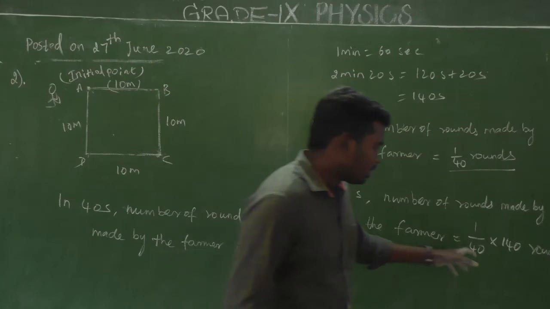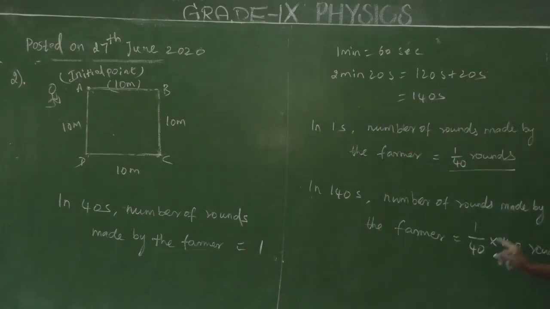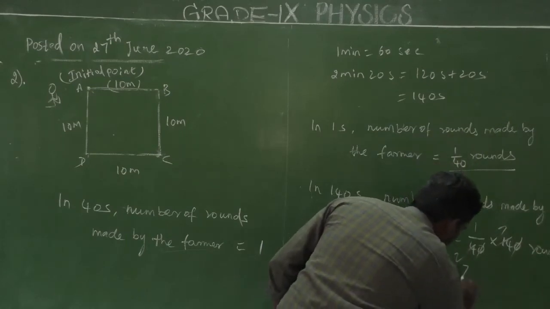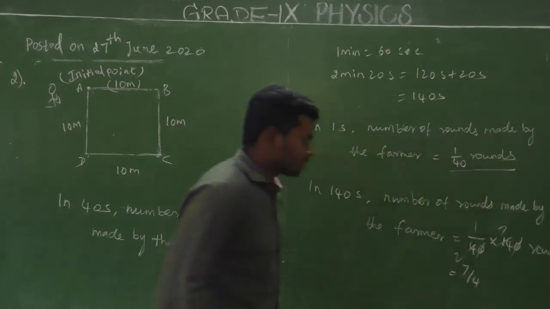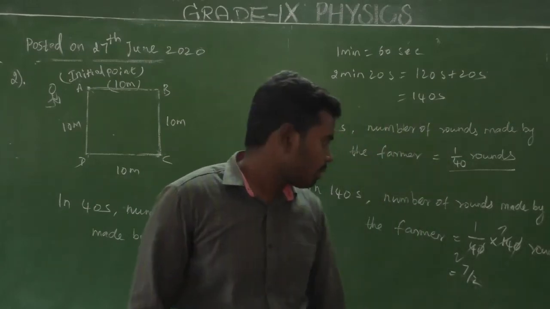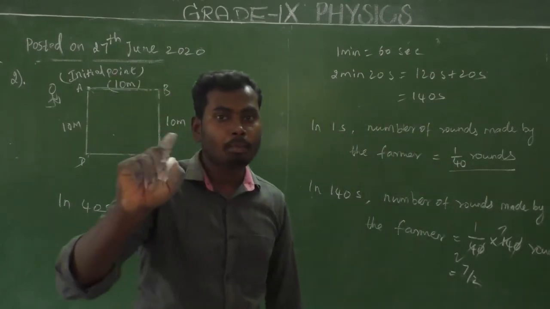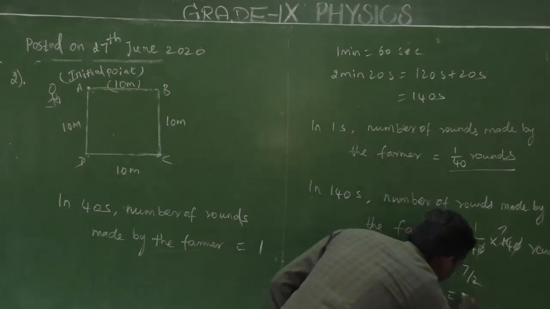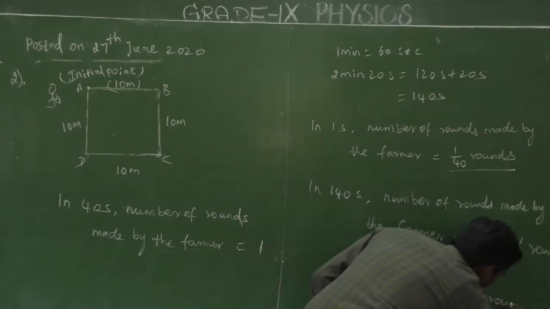Next, we further divide both. The 0 cancels, then we can get 14 divided by 4. Using the second table, 2 sevens are 14, so finally we get 7 by 4. Sorry, 7 by 2. So 7 by 2 is equal to how much? 3.5. That is equal to 3.5 rounds.